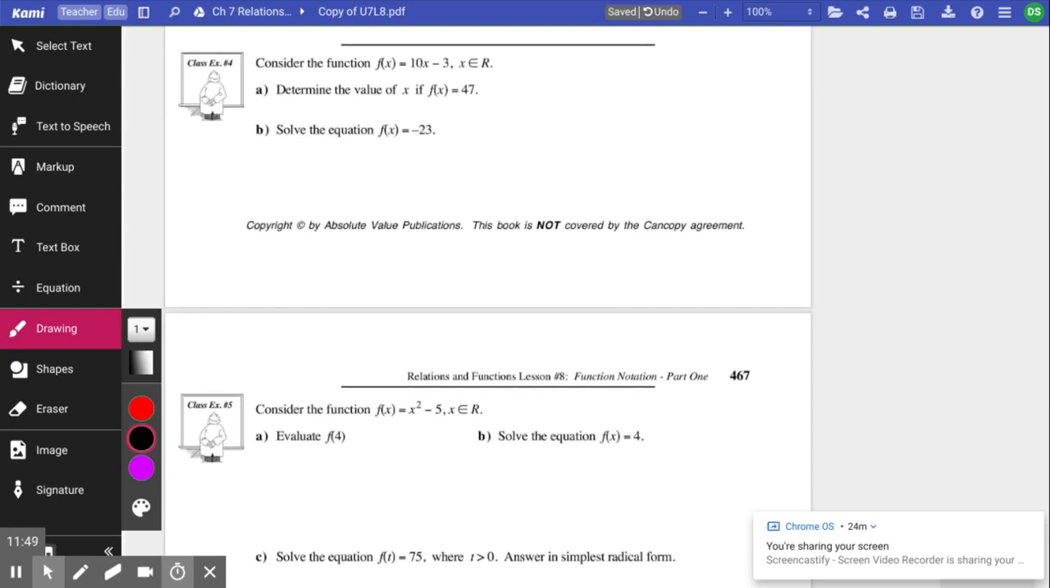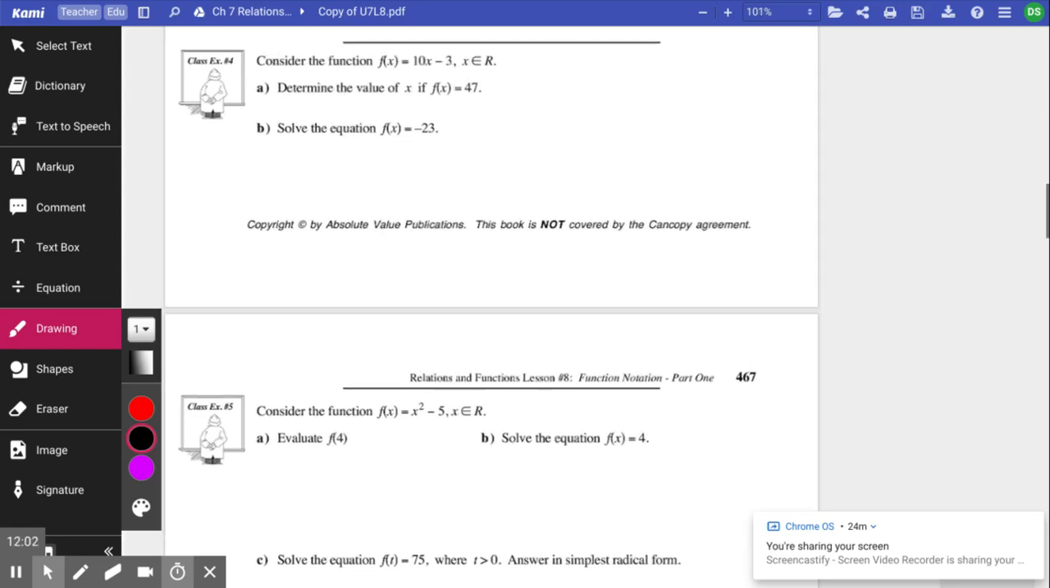Now, if f of x is equal to 10x minus 3, determine the value of x if f of x is 47. Oh my goodness, we are not replacing x with 47. We're replacing the whole f of x. This whole thing is 47, not the x. That means when I take this expression, I'm going to replace the f of x with 47 and make it equal to 10x minus 3. The actual input is what we don't know.